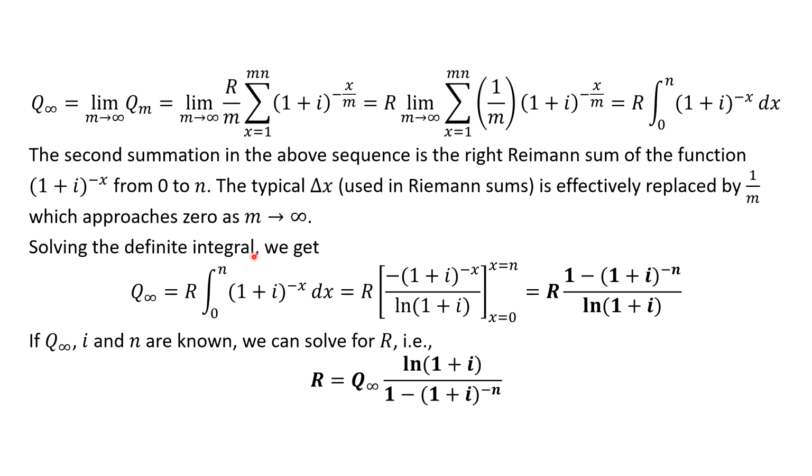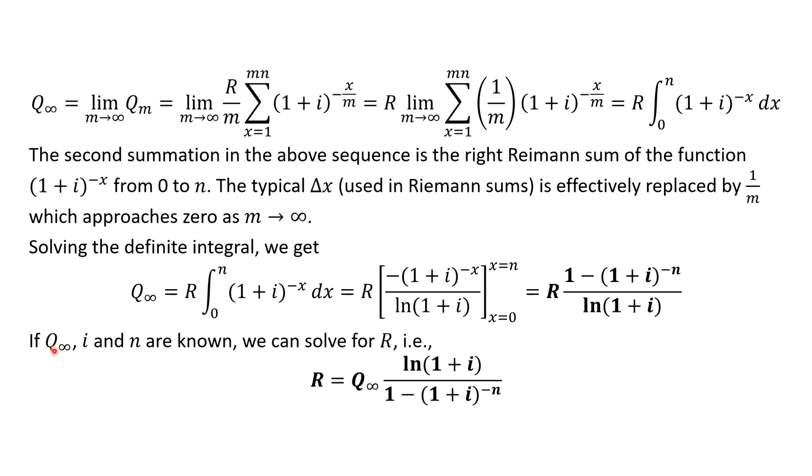Solving the definite integral, this integral is equal to this. Again, I'll show you how to get that on the next slide. And then we just need to plug in n for x and then subtract from that x set to 0. And when you do that, you get this expression here. And so this actually gives us the solution to our problem. We can plug in our numbers, and this will give us the annuity with continuous payments.